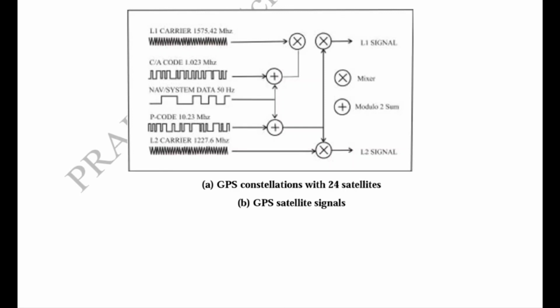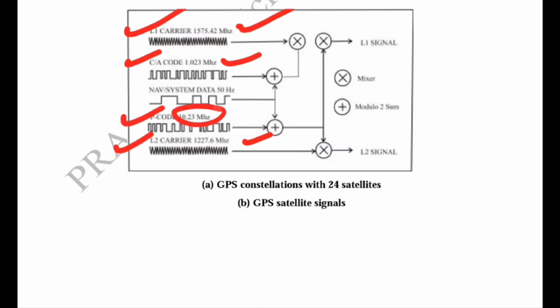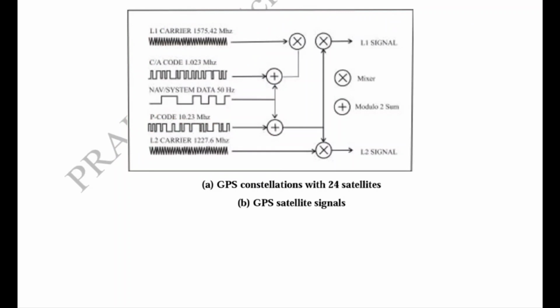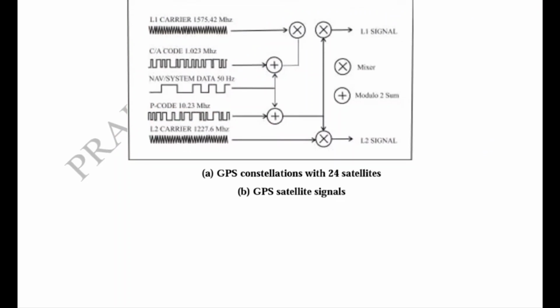Now this is the signal data transmitted by the satellites, which consists of two types of frequencies. First is the L1 carrier, which has 1575.42 megahertz. Second is the L2 carrier, which has 1227.6 megahertz, and two types of codes, C/A code at a different frequency, and P code, which has approximately 10 times more frequency than the C/A code, and P code is more precise. We will study these carrier frequencies and codes.